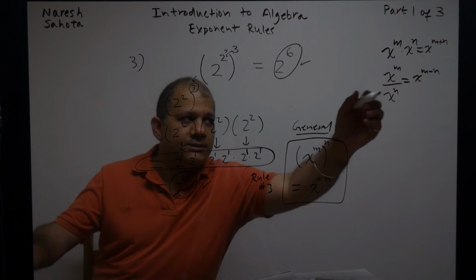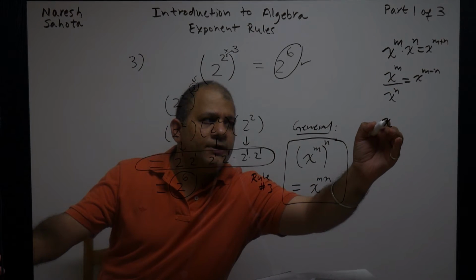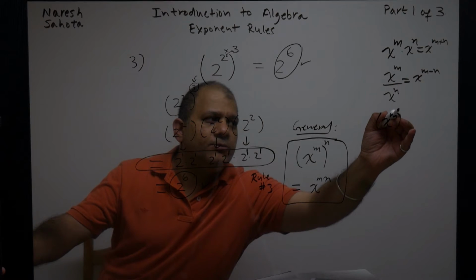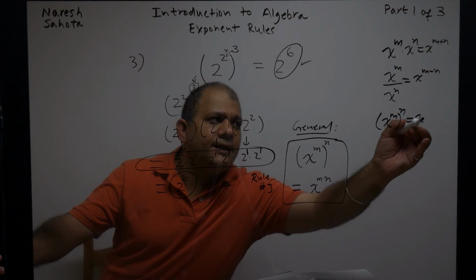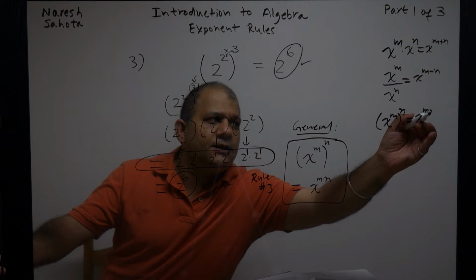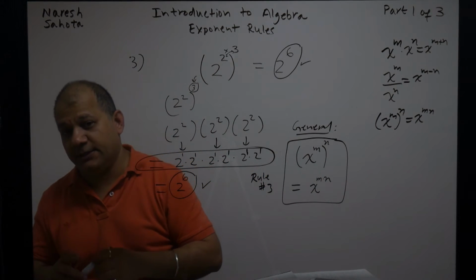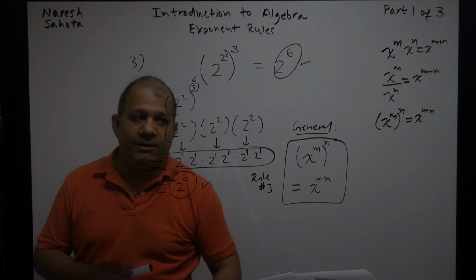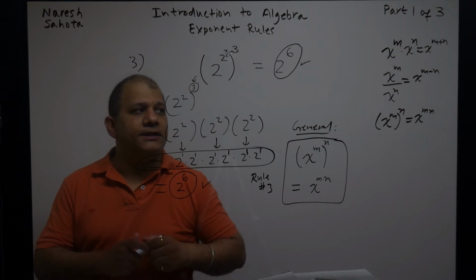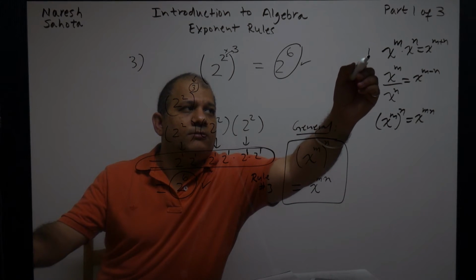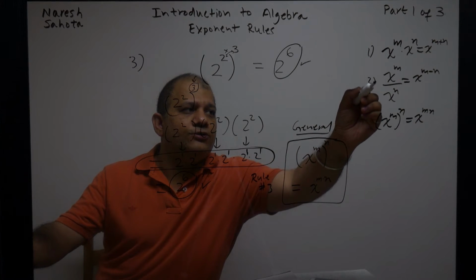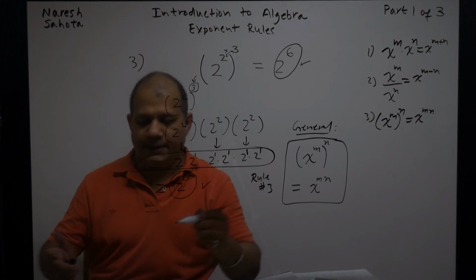So I will copy this on the side here. So x to the m raised to the exponent n, this will be x to the m times n. So I don't have to put a dot. It's understood the dot is there, that m and n are being multiplied. So these are our rules. So rule number 1, rule number 2, and rule number 3.